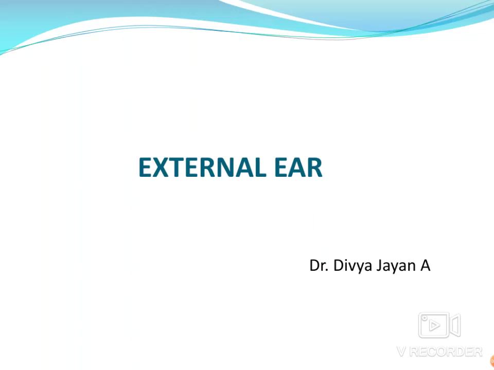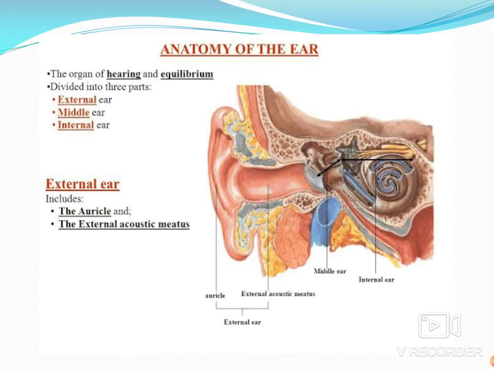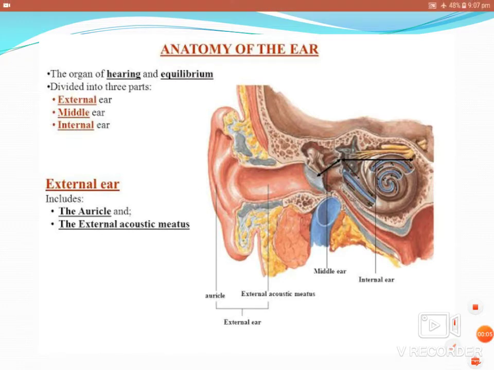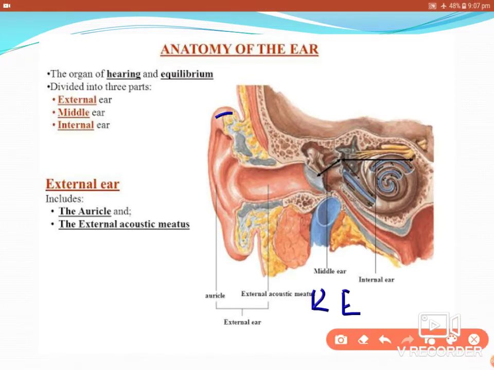Hello everyone, here I'll discuss the anatomy of the external ear. This is a figure of the ear. Externally, you can see this is the auricle or pinna, which leads into the external acoustic meatus. Medially, you can see this is the tympanic membrane or eardrum.